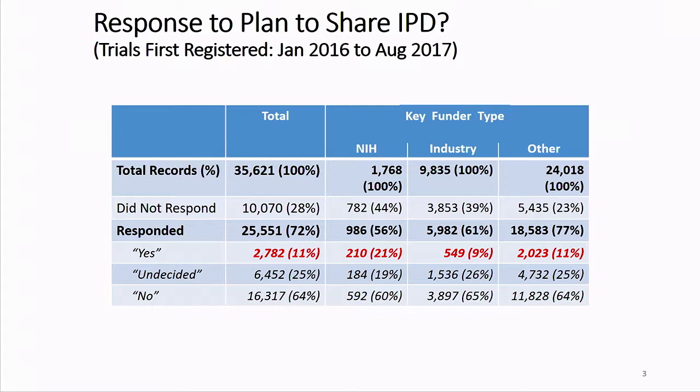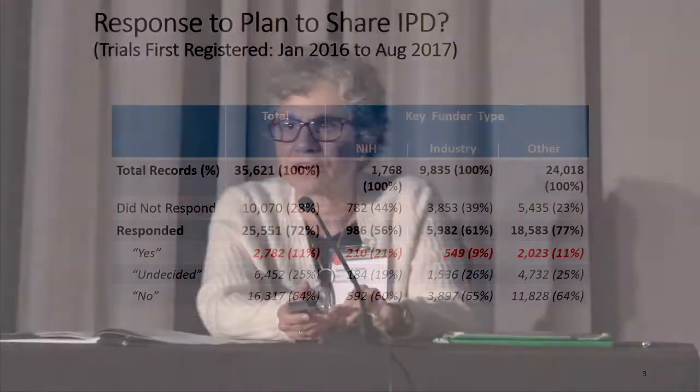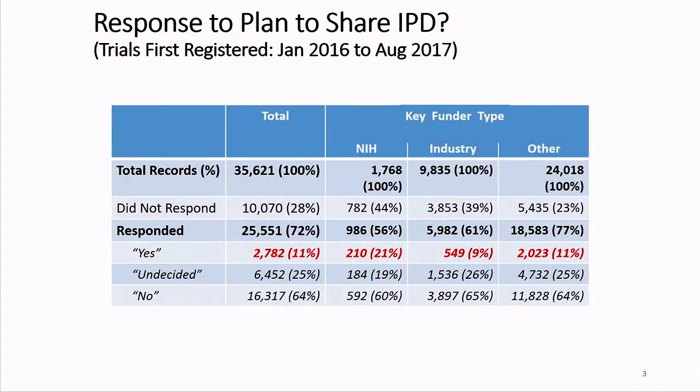So of the 25,000 trials that responded to the question, 11% said yes, they do have a plan to share IPD at the end of their study. And 64% said no. This is overall. The careful readers in the audience will notice that those numbers are slightly worse than the numbers in the abstract. That's because the additional 6 months of data that we have here, but don't have in the abstract, made the data a little bit worse. So it's not as if recently you're getting more yeses and fewer nos, you're in fact getting more nos and fewer yeses. So this is a sense of where things are at with the general clinical trial community as opposed to those who are publishing in the leading journals.